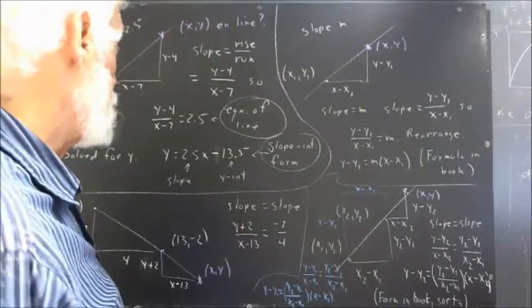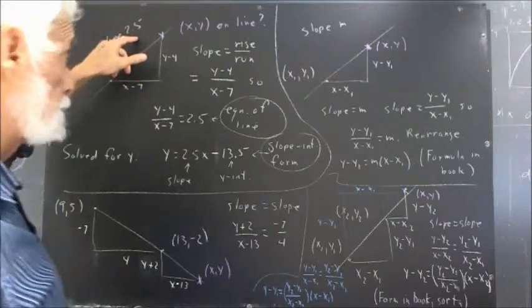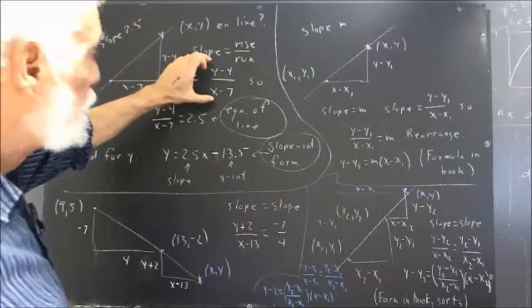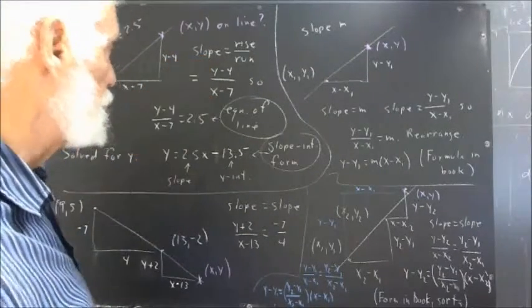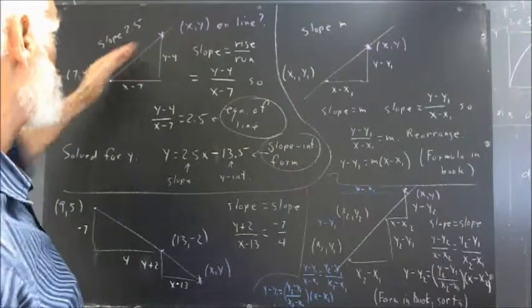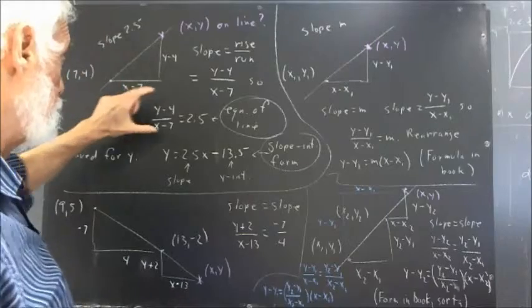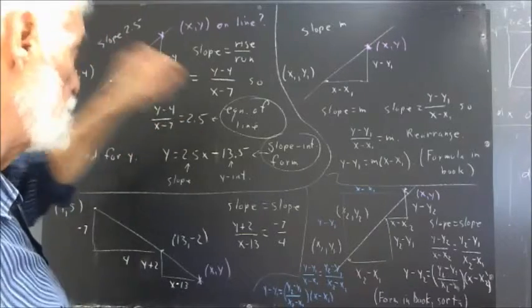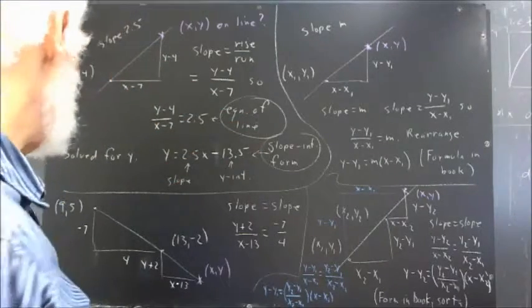So the slope is rise over run, which is (y minus 4) over (x minus 7). It follows then that since the slope is 2.5 and the slope is (y minus 4) over (x minus 7), if (x, y) is on the line, this slope has to match this slope. And this is the equation of the line.